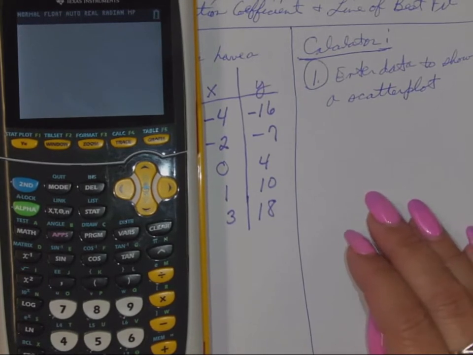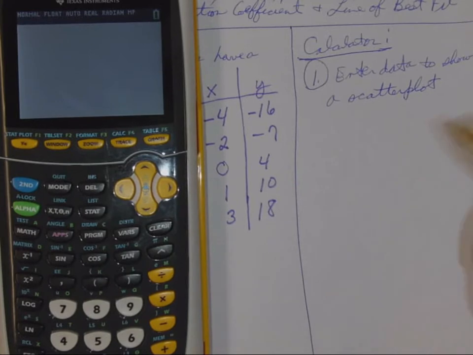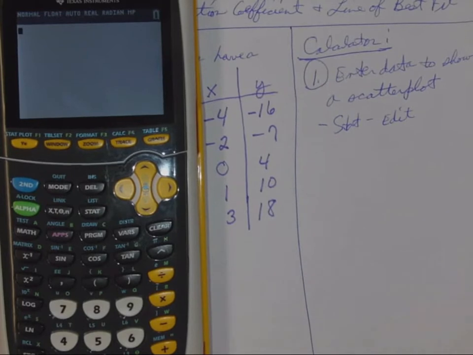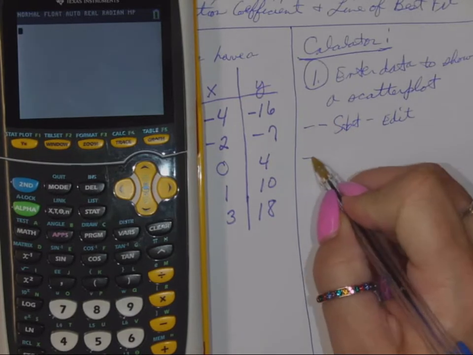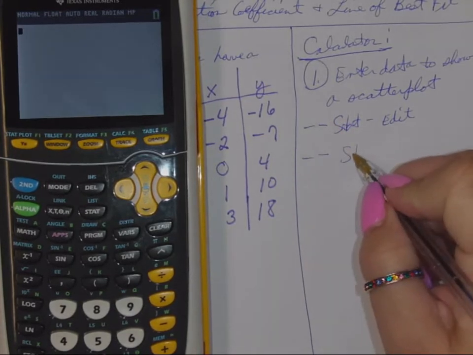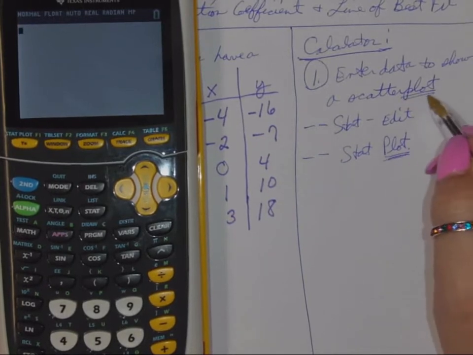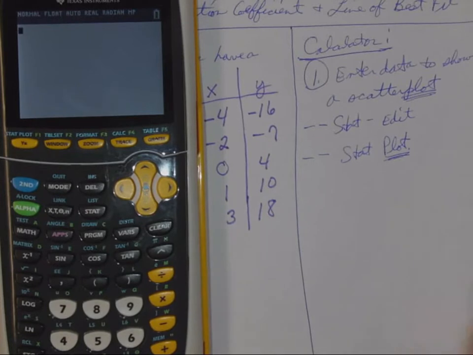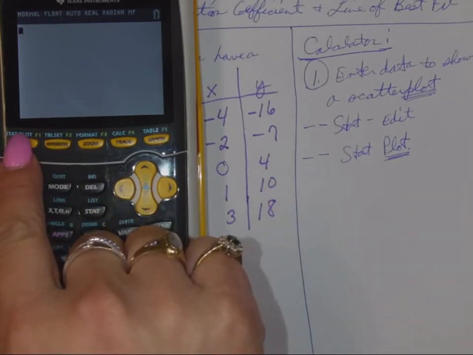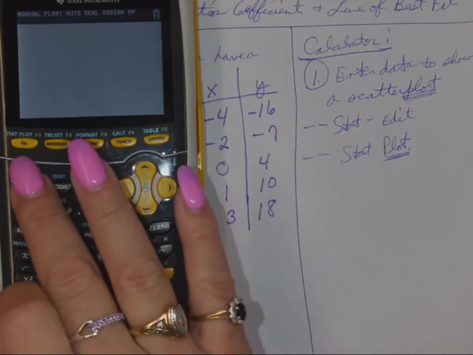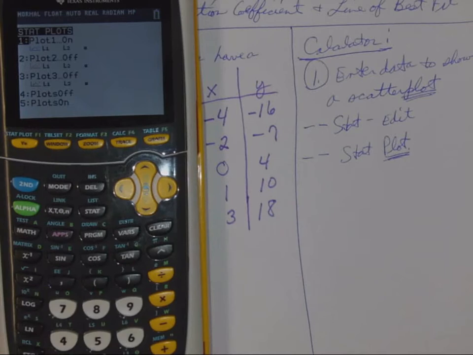Okay, so to enter your data to show a scatter plot, the first thing you need to do is stat and edit, and enter all your data points. That's what we just did. The second thing we need to do is stat plot. The plot part is what's going to show me my scatter plot. If you look right here on top of your y equals, you see stat plot. Again, that's blue for me, so I need to hit the blue second key before I get there. So second and the y equals, and see it's got that right there, stat plot.